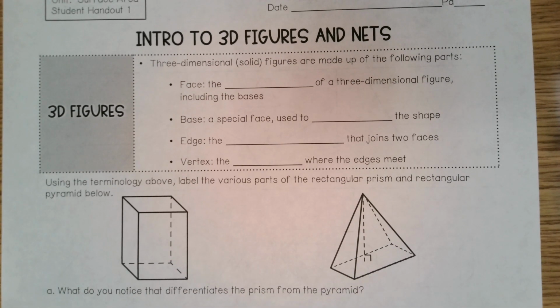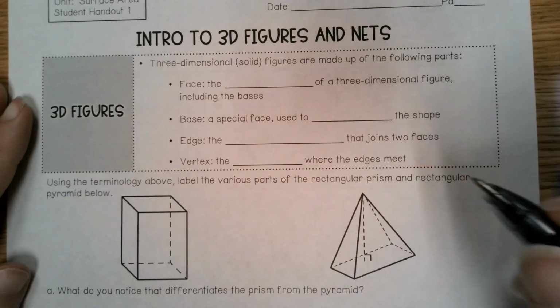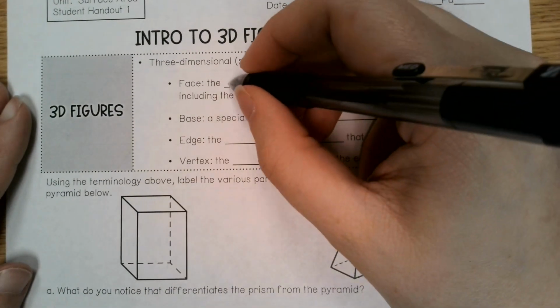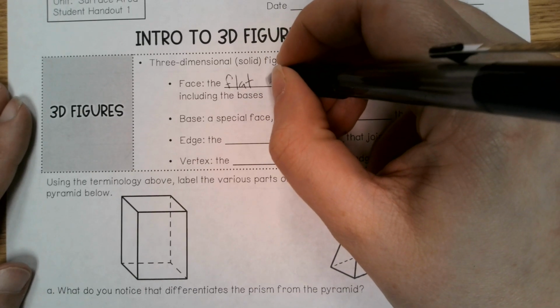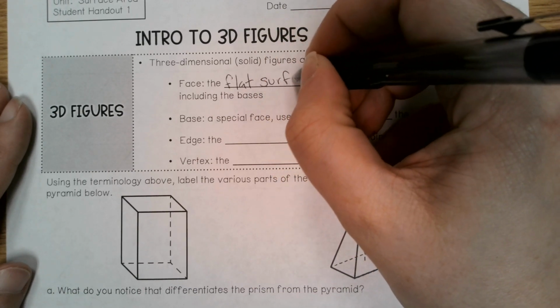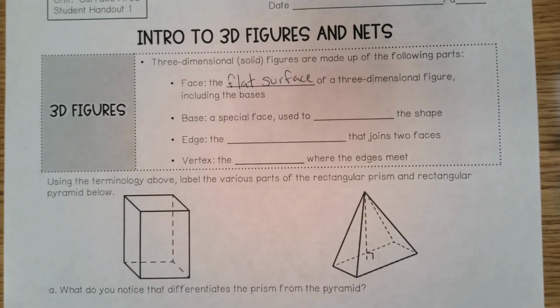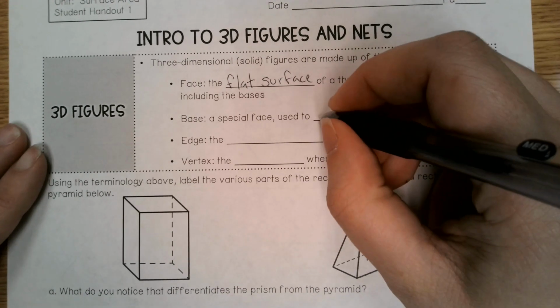Okay, today we are learning an intro to 3D figures and nets. A 3D figure has faces. The face is a flat surface of a three-dimensional figure, including bases. A base is a special face used to name the shape.